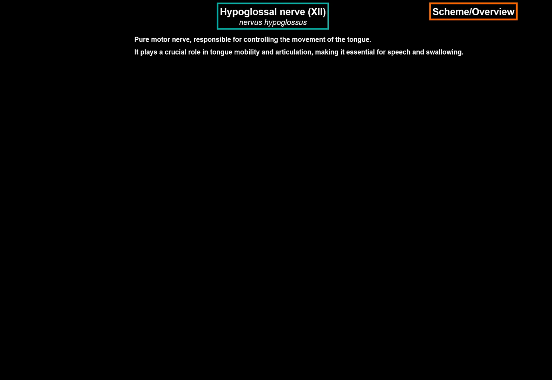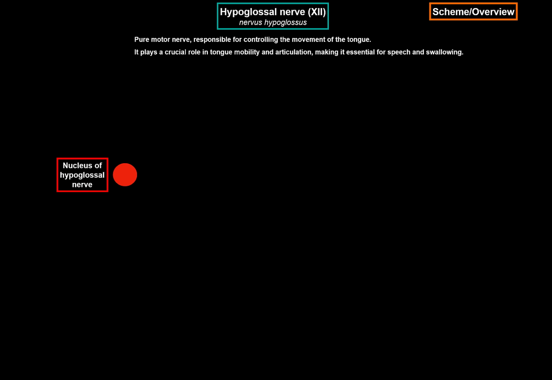Let's now cover the hypoglossal nerve, the last of the 12 cranial nerves. The hypoglossal nerve is relatively easy. It's purely a motor nerve responsible for controlling the movement of the tongue, which means that it plays a crucial role in tongue mobility and articulation, making it essential for speech and swallowing.